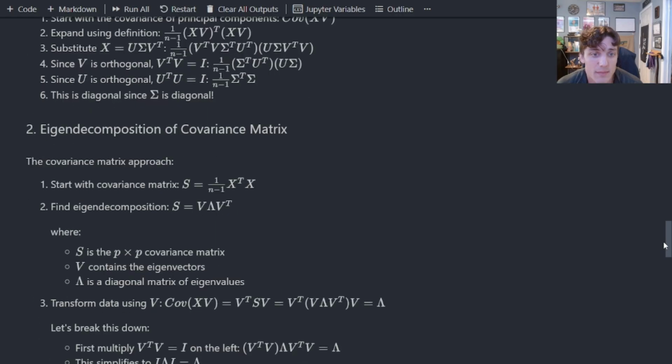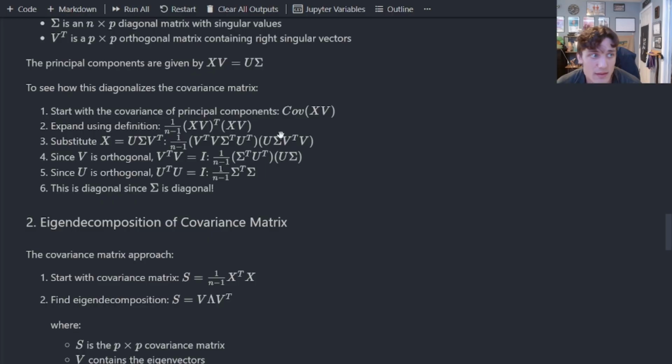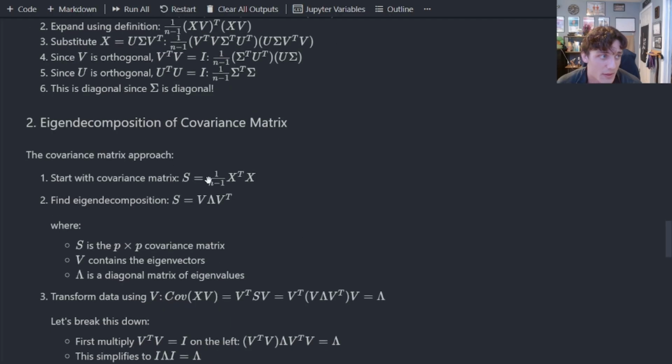What about an eigen decomposition of the covariance matrix? Start with the covariance matrix S equal to 1 over n minus 1 X transpose X. This is exactly the same argument made here for XV. We have (XV) transpose XV normalized by n minus 1. Here we're using the original data matrix to come up with the covariance matrix, and that is what we conduct an eigen decomposition on. So to find the eigen decomposition, we find some V Lambda V transpose, where S is a p by p covariance matrix. We are given V, which contains the eigenvectors, and Lambda, which is a diagonal matrix of eigenvalues.